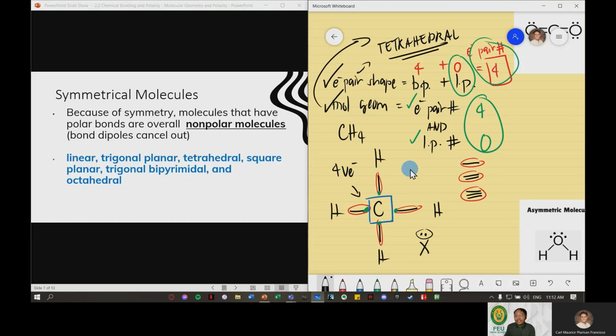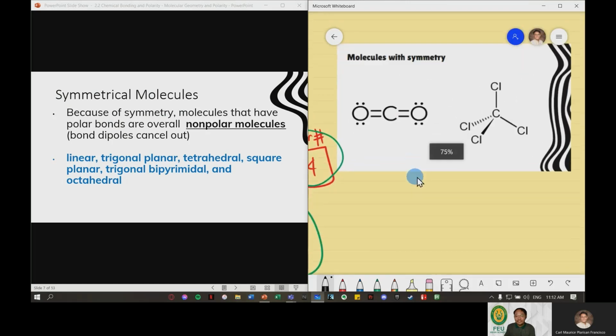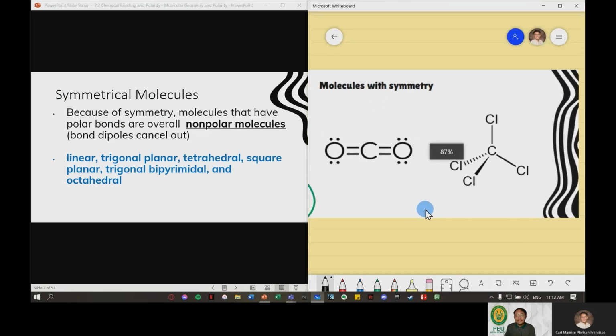Now let's move forward in terms of symmetry. Now what about symmetry? When we say symmetry, symmetry refers to the equal distribution of atoms. Kapag usaping symmetry po, ito po ay patungkol kung pantay ba ang distribution ng mga atoms sa isang molecule. Tignan po natin ang definition. Molecules with symmetric shapes are called nonpolar molecules.